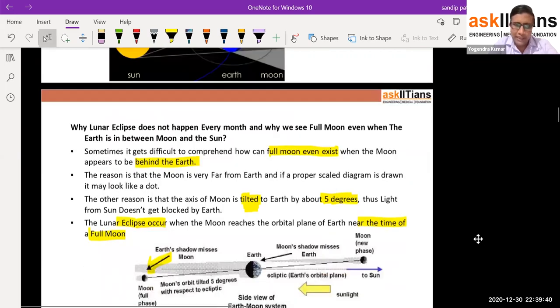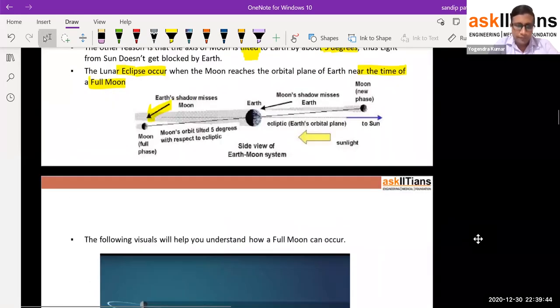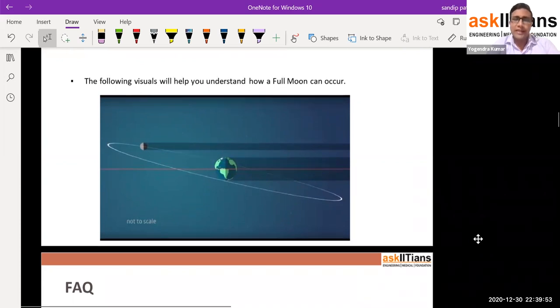Therefore we cannot see them every month, right? Sometimes it will occur. Right? Here also we can see the orbit of the moon is tilted by 5 degrees. Therefore, we can also see the shadows are not coinciding.